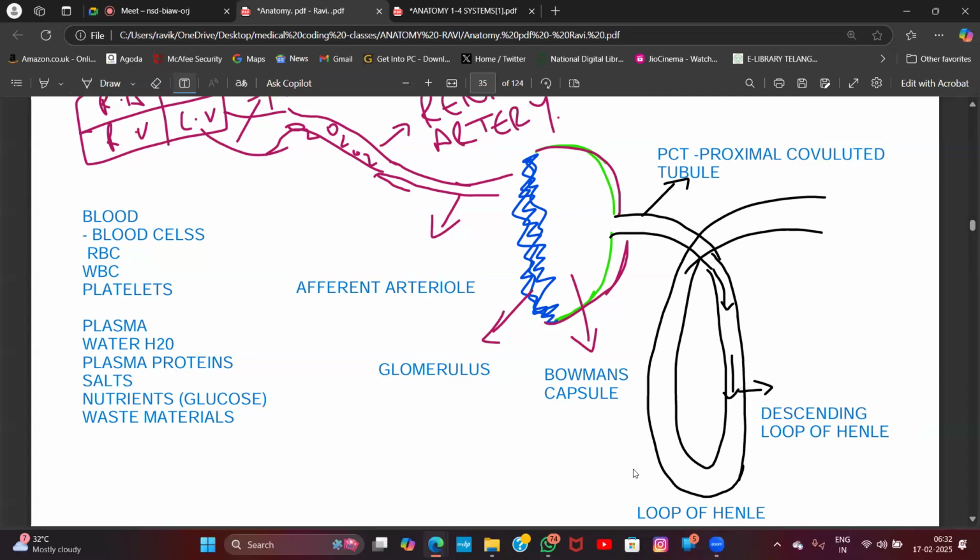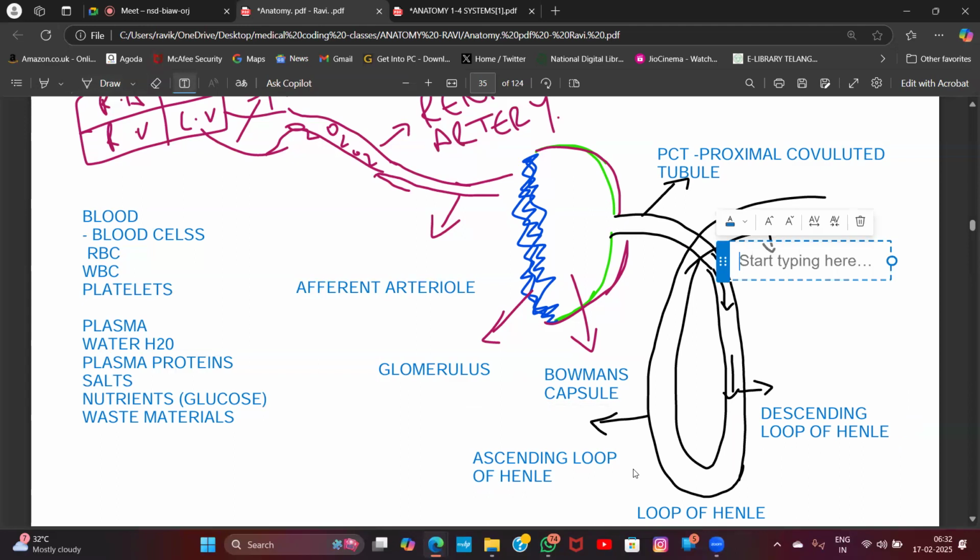Going from down to up, which order is it? This is called the ascending loop of Henle. After the loop of Henle there will be the DCT. What is meant by DCT? Distal means away from. Distal convoluted tubule is called DCT.